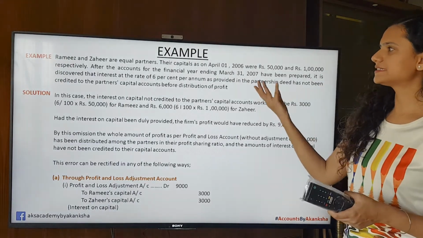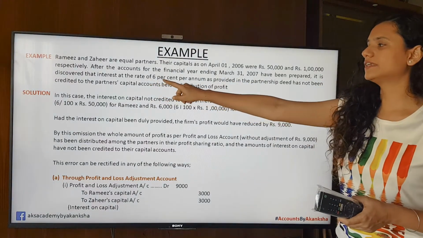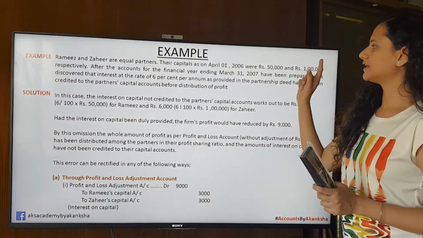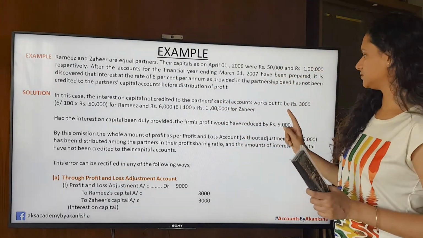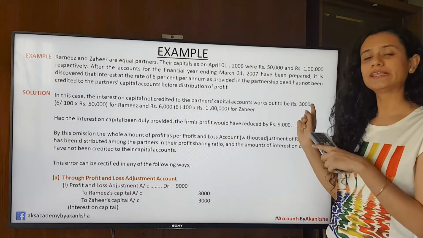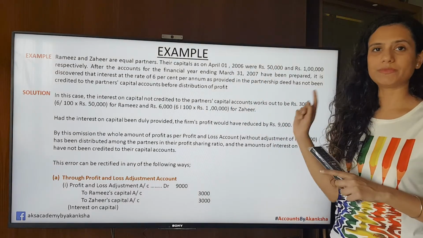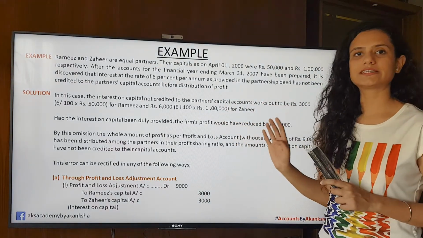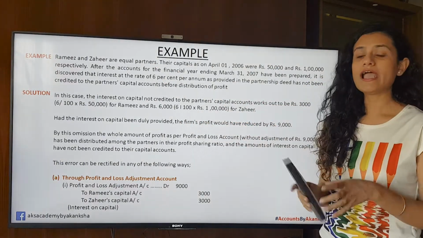So the interest is easy to find. They have already given us that it will be taken at 6% per annum. So you take that 6% per annum on 50,000. If you can see here, it works out to be 3,000 rupees for Ramiz. Then for Zahir, we will take it on 1 lakh rupees at the rate 6%, which comes to 6,000.